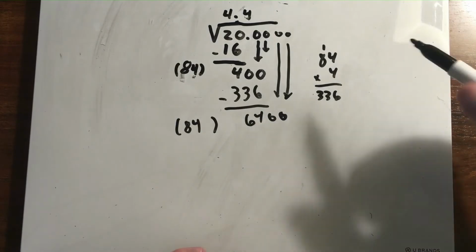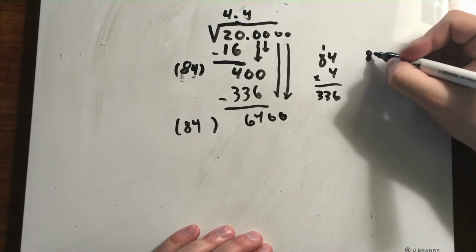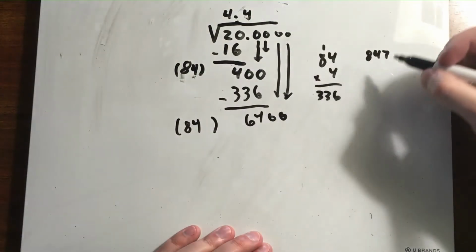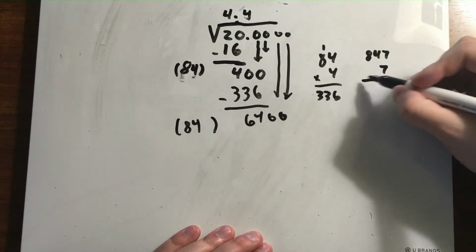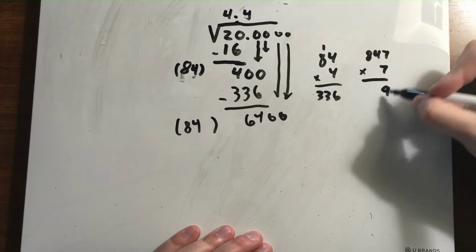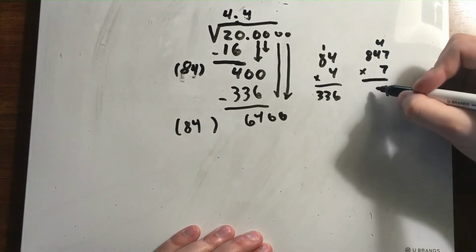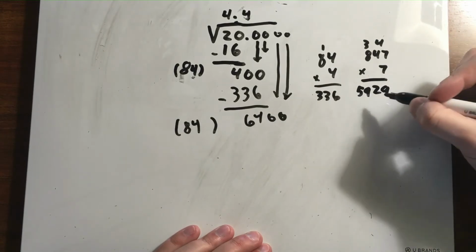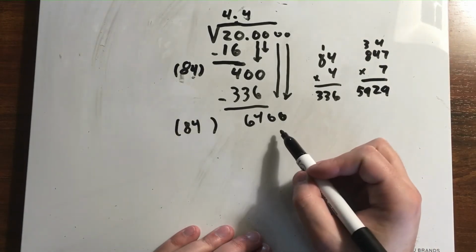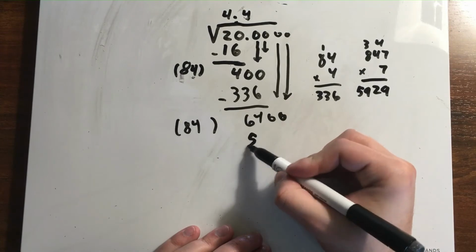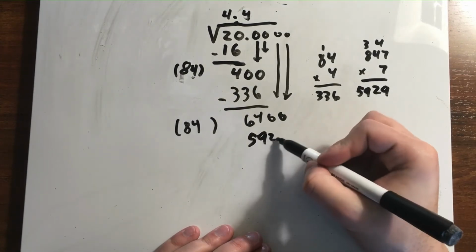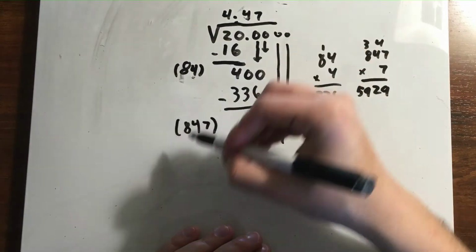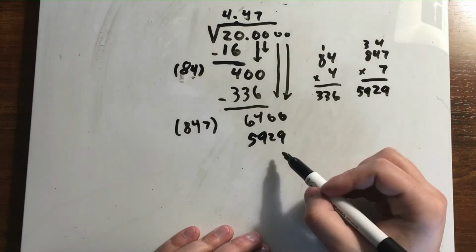So if I was to do something like 7, let's just try 7. 84, 7, because I put in a 7 there and a 7 there, 847 times 7 is 49, 32, 59, 29. So that'll work. That's as close as we could have gotten without going over. 5929. Put our 7 there and our 7 there. 7 times this number is 5929.